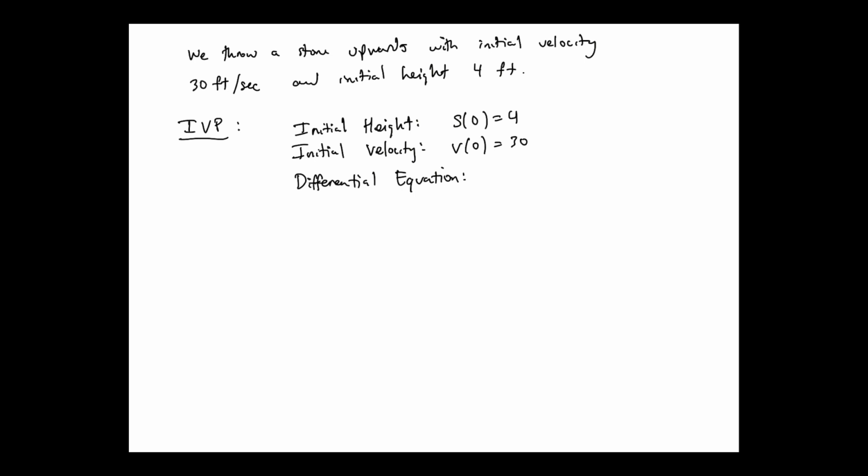Position, not speed. And while we're on the subject, what's the difference between speed and velocity? Velocity has a direction and a magnitude. Speed is just the magnitude. So in our case, the initial velocity being 30 feet per second is both a number and has a direction attached to it. What's the direction? Up, meaning plus, right?